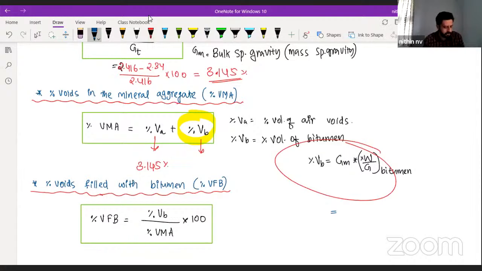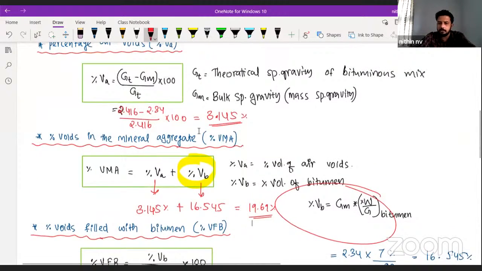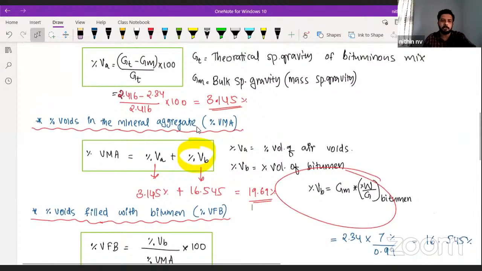So you are going to get percentage VB as 2.34 into 7% divided by 0.99. You get it directly in percentage, 16.545, because the W value we have used is in percentage, so this will also be in percentage. Once you substitute 16.545, what is the total value? Percentage VMA will be 19.69, correct? Everyone please comment how much you are getting. So it is 19.7. Correct now? So B option is absolutely correct.